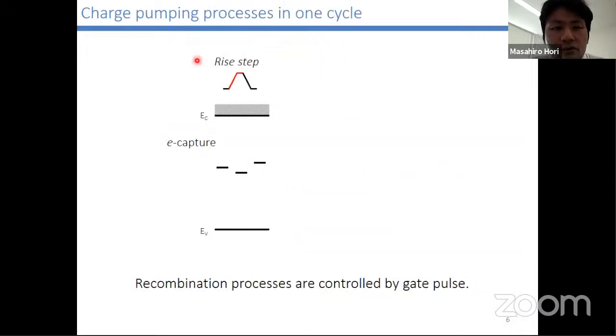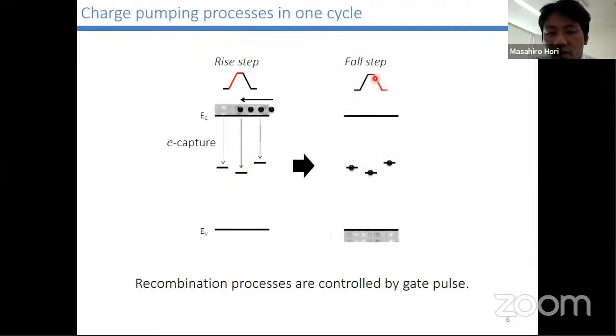In more detail, I'll show you the charge pumping process in one cycle of the pulse. When a positive bias is applied to the gate, conduction band electrons are captured by the defect states. Subsequently, when a negative bias is applied to the gate, trapped electrons recombine with valence band holes coming from the substrate. So in the charge pumping method, recombination processes are controlled by the MOS gate pulse.